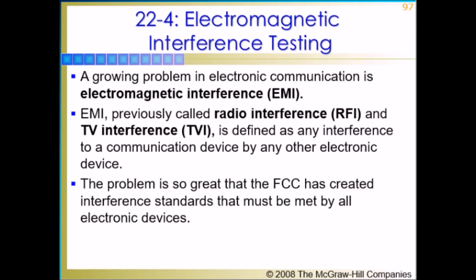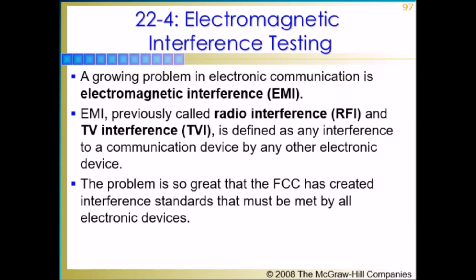Electromagnetic interference testing. A growing problem in electronic communication is electromagnetic interference, also known in earlier years as radio frequency interference and TV interference. Now, EMI is defined as any interference with a communication device by another electronic device. Since all electronic circuits and equipment emit some form of EMI, they are potentially sources of interference with sensitive communication devices such as cell phones, cordless phones, radio and TV sets, pagers, and wireless LANs.